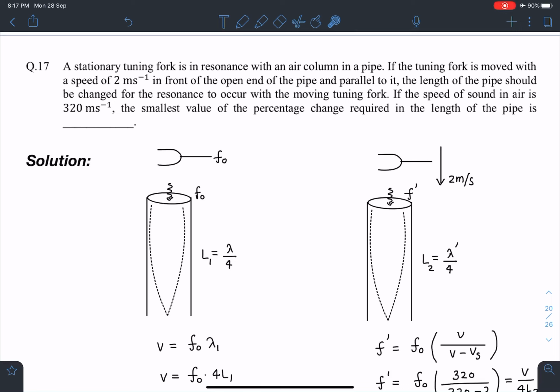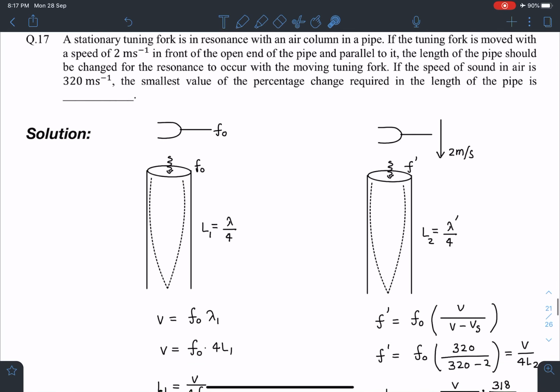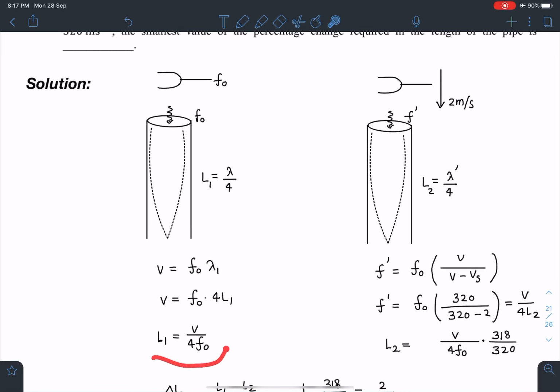So in case 1, this tube is here. For length L1, this resonance is happening. The tuning fork has a frequency of F0, so the received frequency here is also F0. So I can easily say that L1 must be equal to lambda by 4. So from here I know the lambda. I can write V is equal to nu lambda, so F0 lambda, substitute this value, and I am getting L1, this is the length 1, which is V by 4 F0.